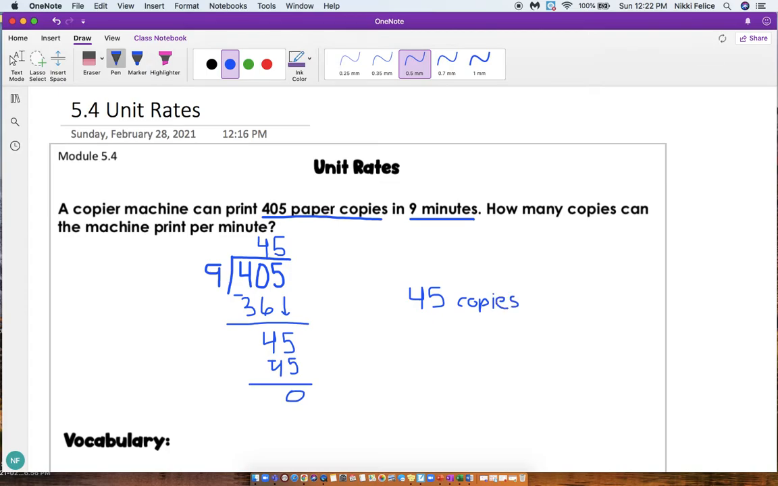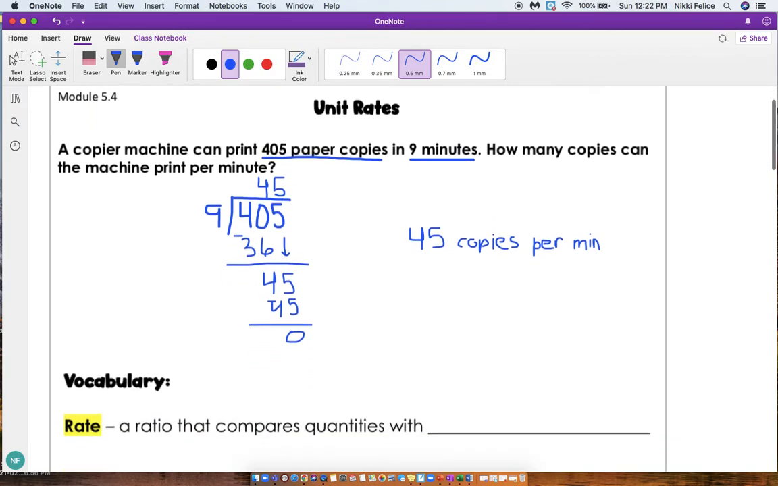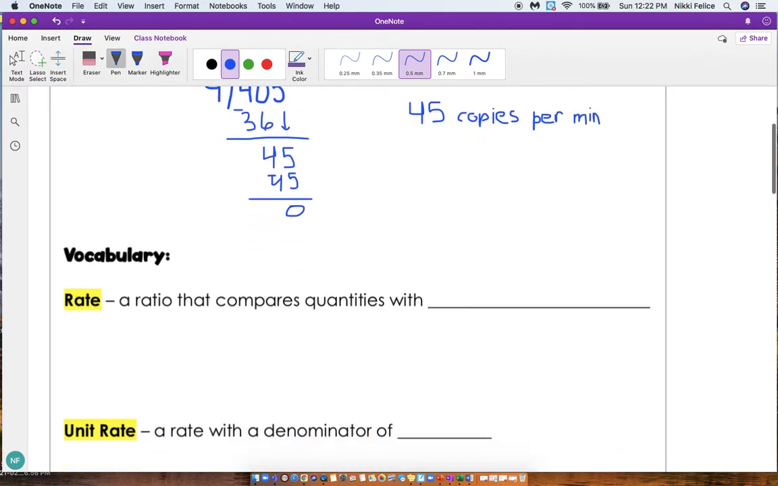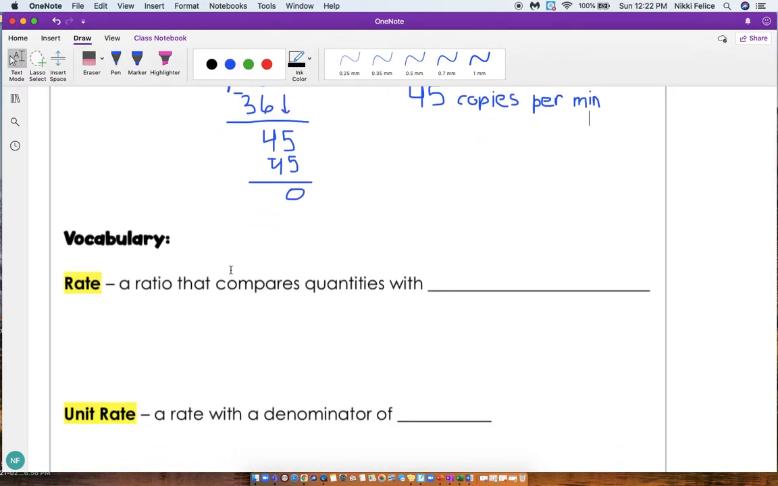What we just did, we found a unit rate. By figuring out that the machine can make 45 copies per minute, we determined the unit rate of paper copies per minute. So let's talk about rates and unit rates. A rate is a ratio that compares quantities with different units. When I say different units, I mean, for example, what we just did was a rate.